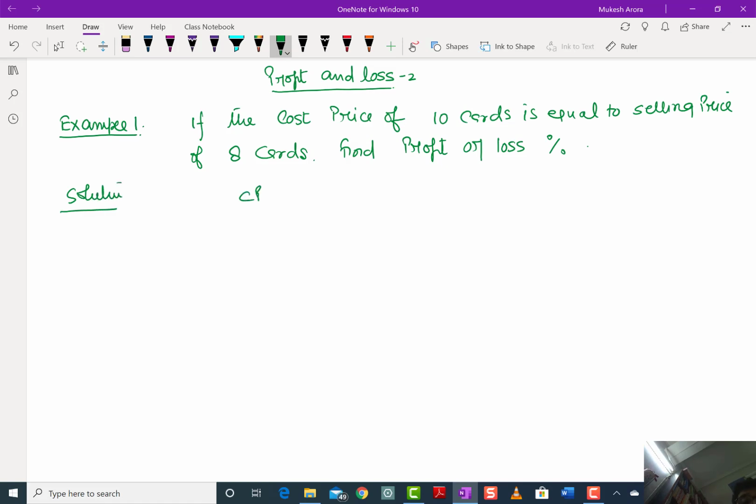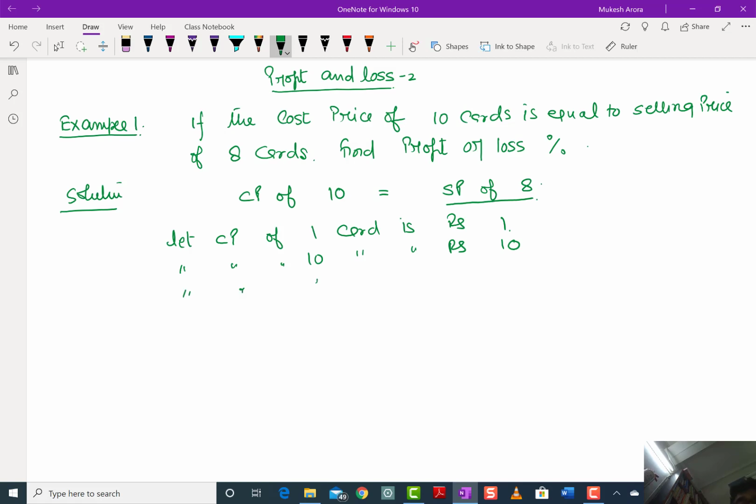He said that the CP of 10 is equal to the SP of 8. So we will assume, let the CP of 1 card be rupees 1 and the CP of 10 cards be rupees 10. He has sold 8, therefore the CP of 8 cards will be rupees 8, but the SP of 8 cards will be equal to the CP of 10, that is 10.